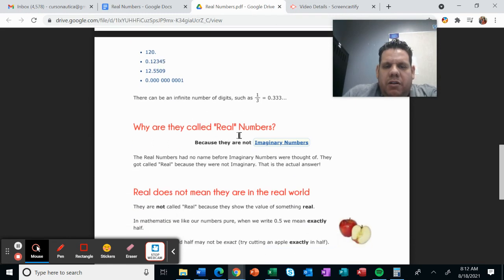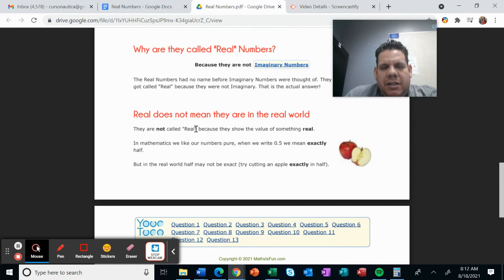Why are they called real numbers? Because they are not imaginary numbers. The real numbers had no name before imaginary numbers were thought of. They got called real because they were not imaginary. That is the actual answer. Real does not mean they are in the real world. They are not called real because they show the value of something real.